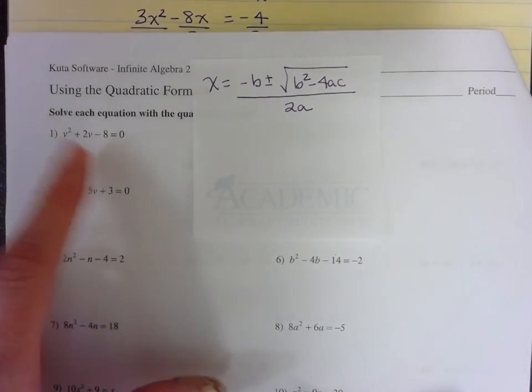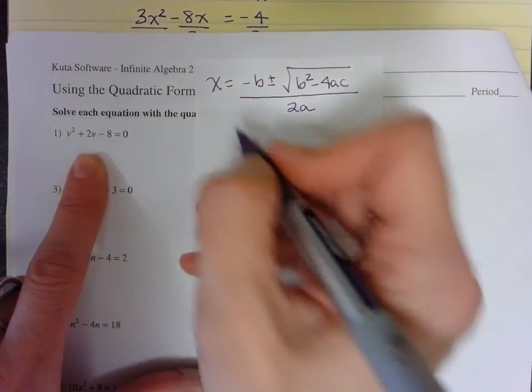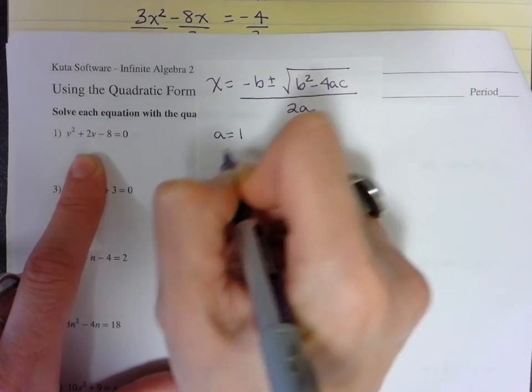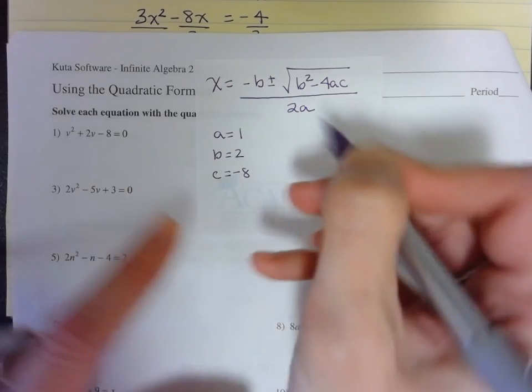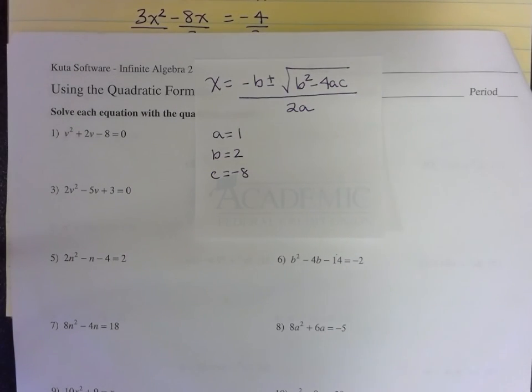So the very first thing you would have to do here is identify your a, your b, and your c. And now you can plug it into your quadratic formula. There might be some of these that you could solve by completing the square or factoring. If you find you can factor and you want to, go for it. You don't have to use the formula, but that's up to you.